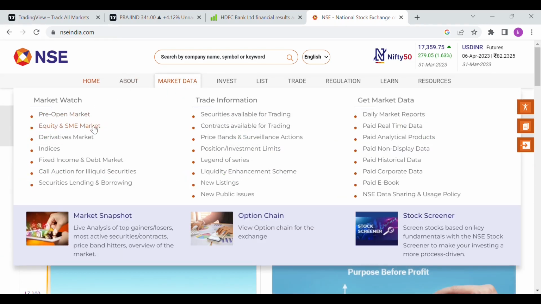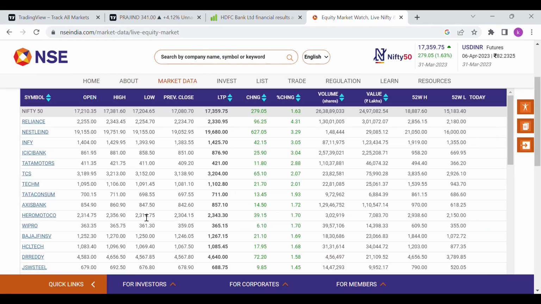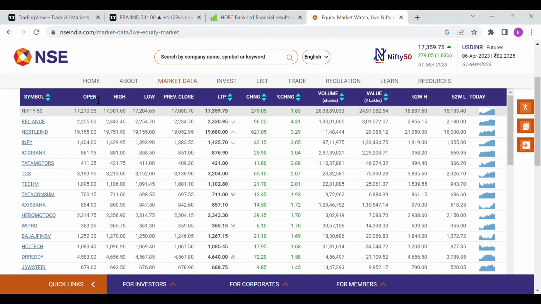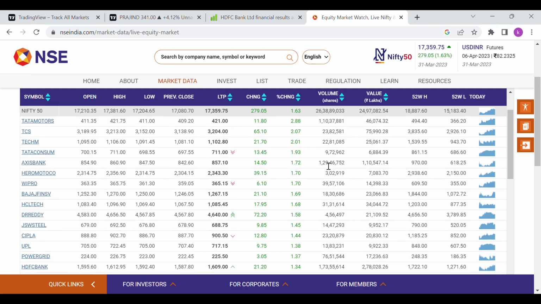If you click on this equity market data and equity and SME market, you will get a lot of information. These are all the companies which are there in Nifty 50. Reliance, Nestle, you can choose the stocks present in this. So open, high, low, everything is there.